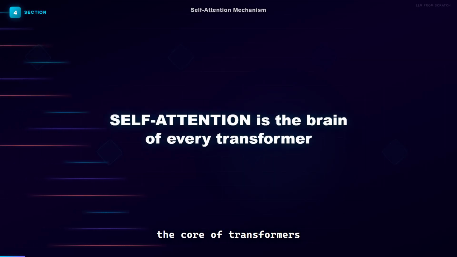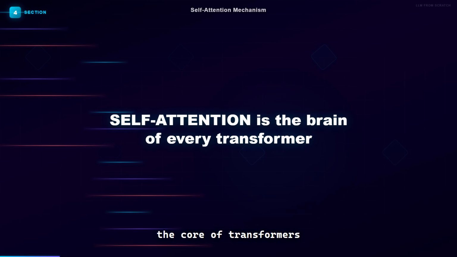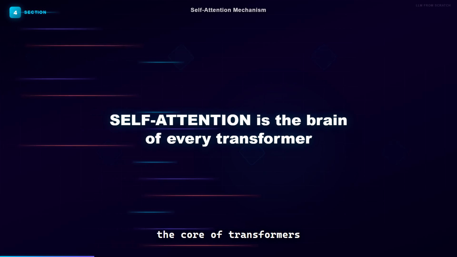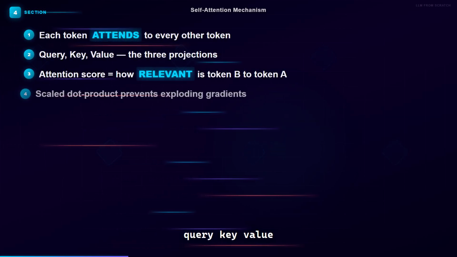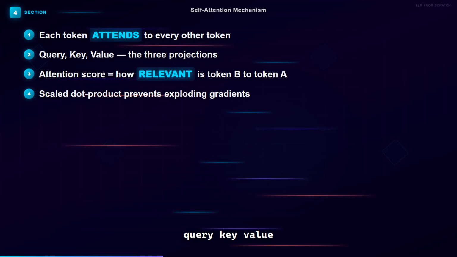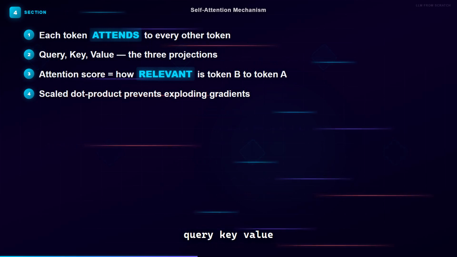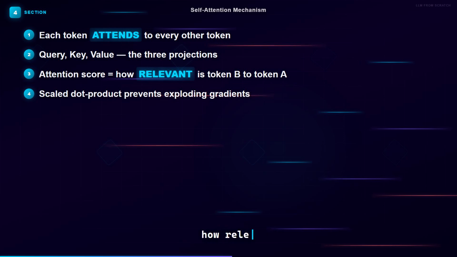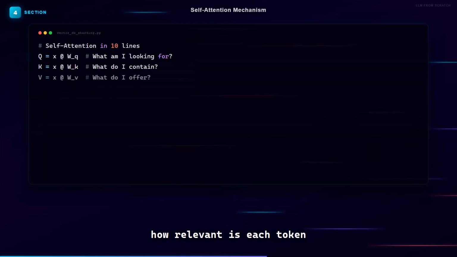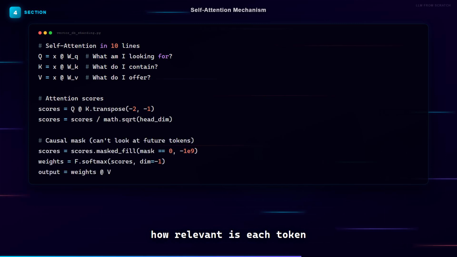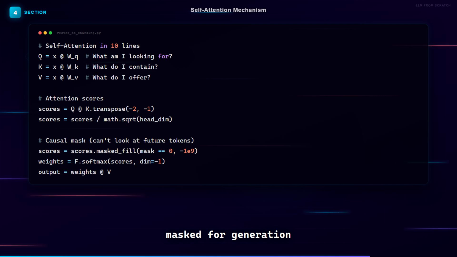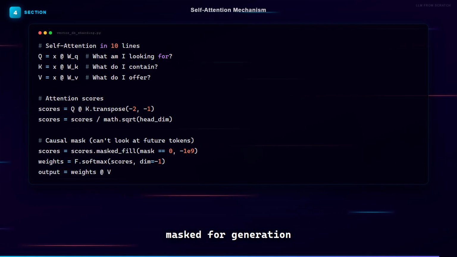Section 4. Self-attention. This is the core invention that makes transformers work. Every token looks at every other token and asks, how relevant are you to me? We project each token into three vectors, query, key, and value. The dot product of query and key gives the attention score. We scale it, apply a causal mask so tokens can't see the future, then softmax to get weights.